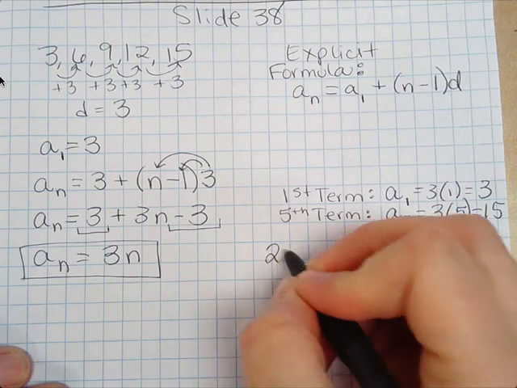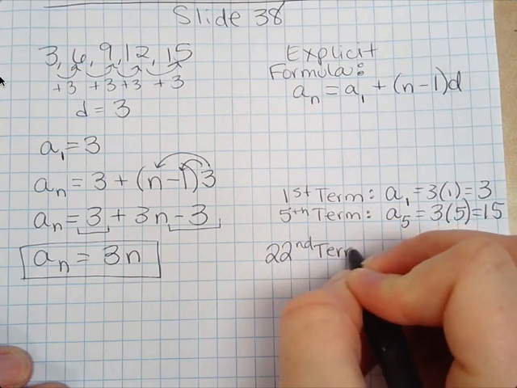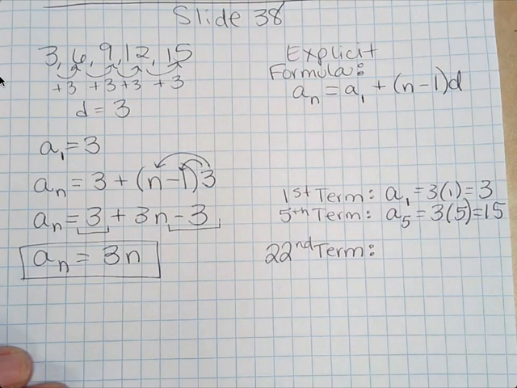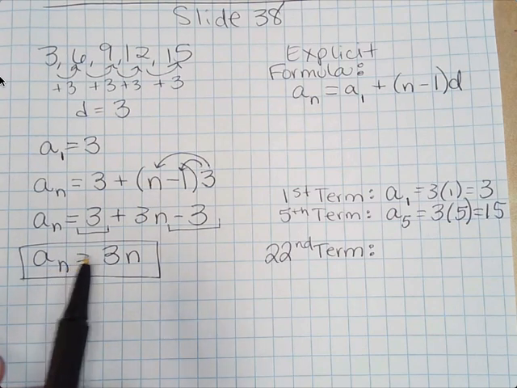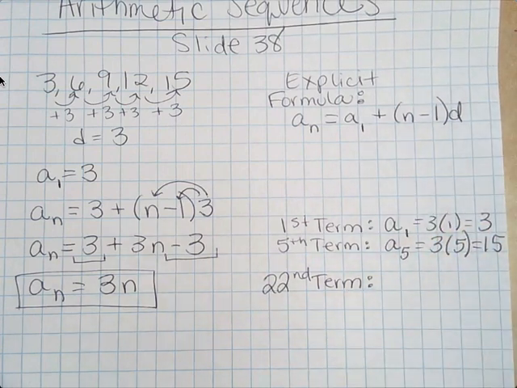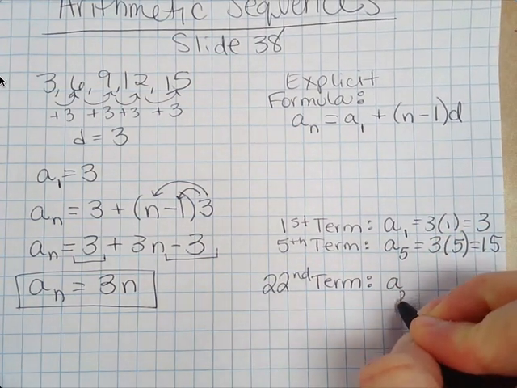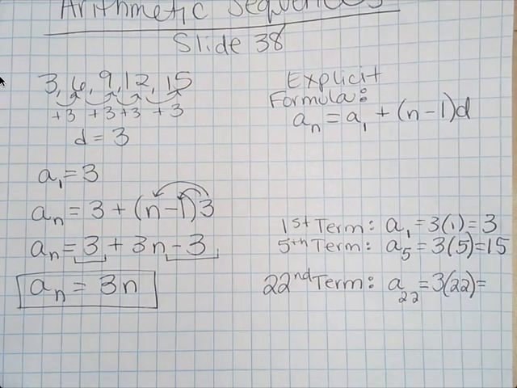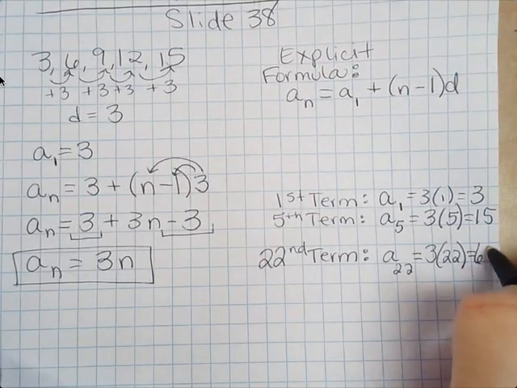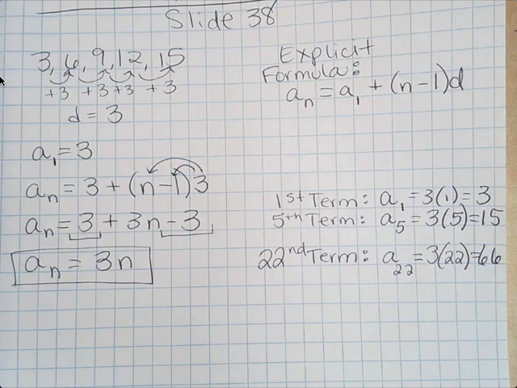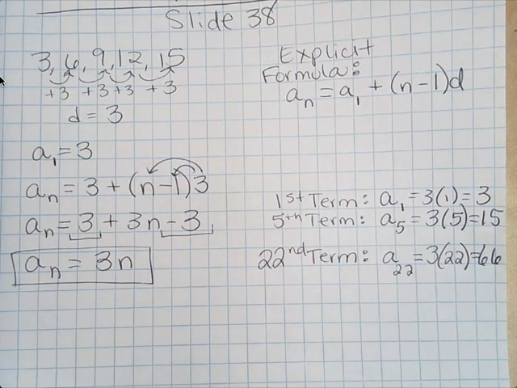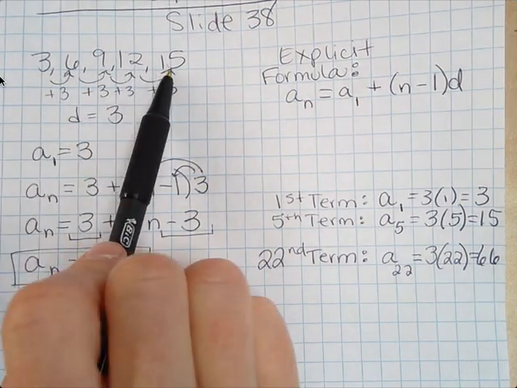What if I want my 22nd term? What would I do? The same pattern, but I can just use my formula. Instead of continuing to do plus 3, plus 3, plus 3, and so on, I can just plug it in my formula. So A22 equals 3 times 22, which equals 66. So once you find this rule, your explicit formula, you can find any term in the sequence without knowing the previous one, without actually listing them all out.